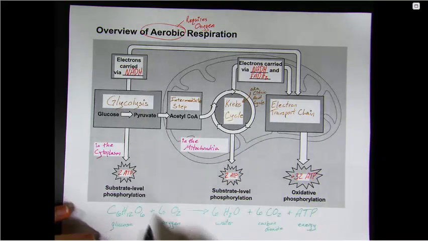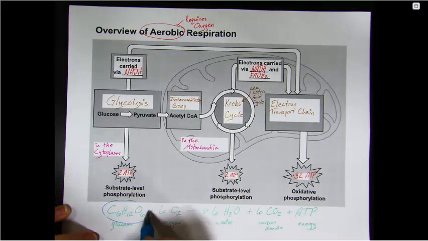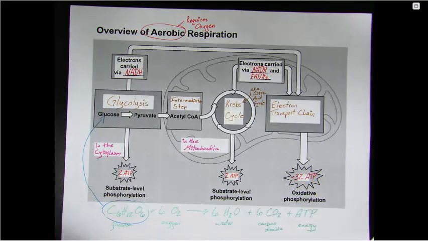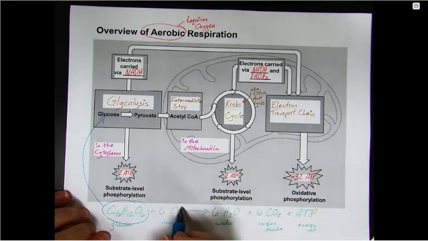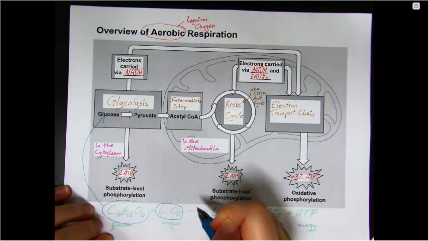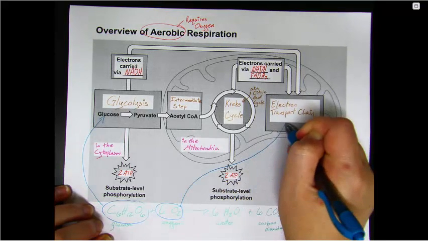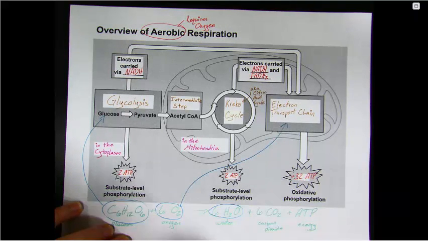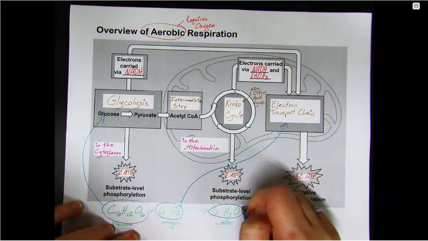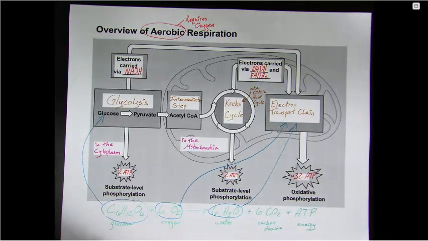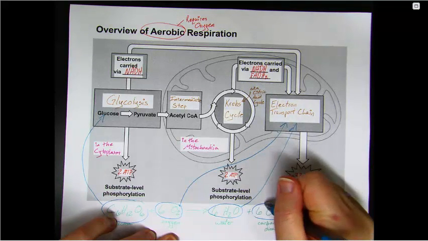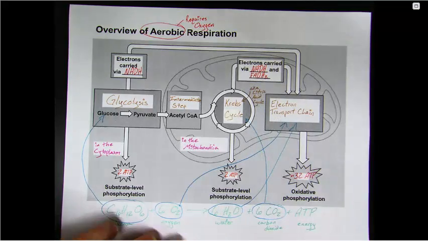Now, I also want to remind you where each of these pieces of the equation are found in each step. So our ingredient of glucose, this goes in at glycolysis. Our ingredient of oxygen, this enters cellular respiration in the final step in the electron transport chain. Our 6 molecules of water are actually produced in that electron transport chain, and our 6 molecules of carbon dioxide are produced in the Krebs cycle.